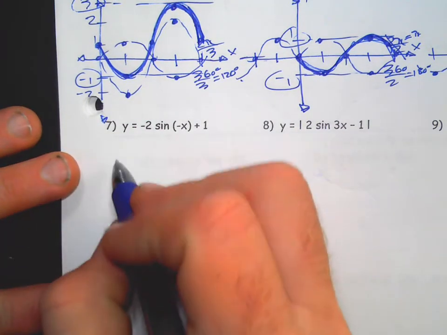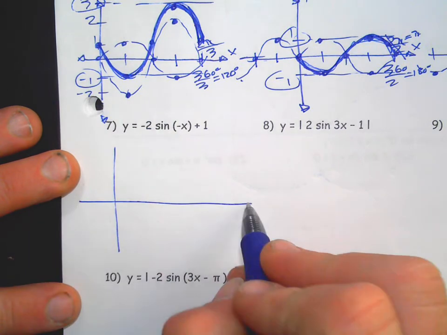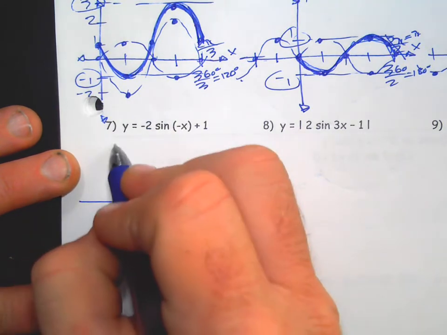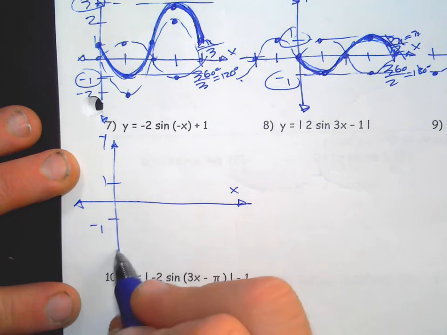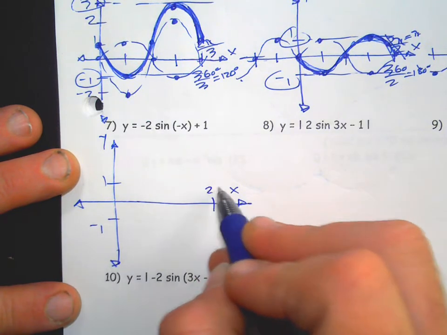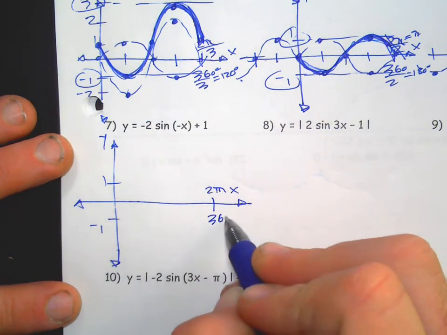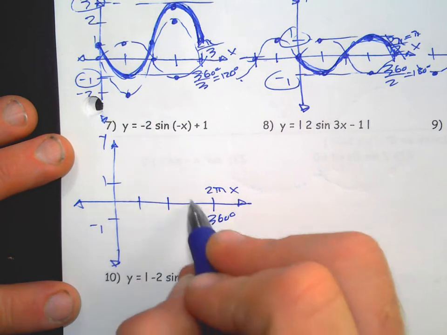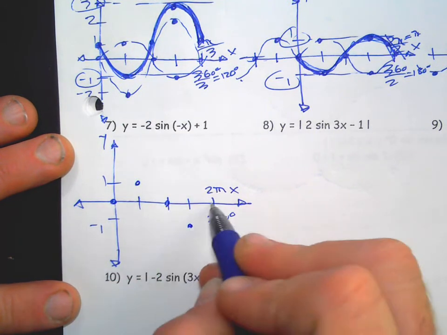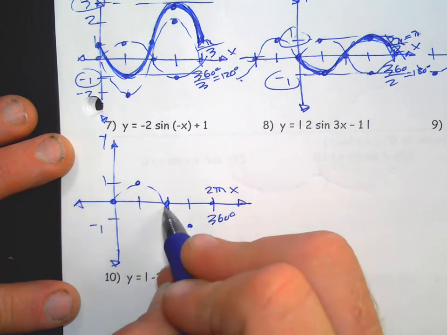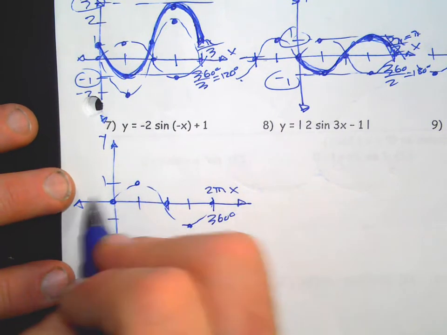Okay, next one. X, Y, 1, negative 1. Mark off the period, 2 pi, 360 degrees. Cut in half, cut in half, cut in half. Sine curve starts at 0, 1, 0, negative 1, 0. Light dashed line. Now, the negative on the inside flips it.